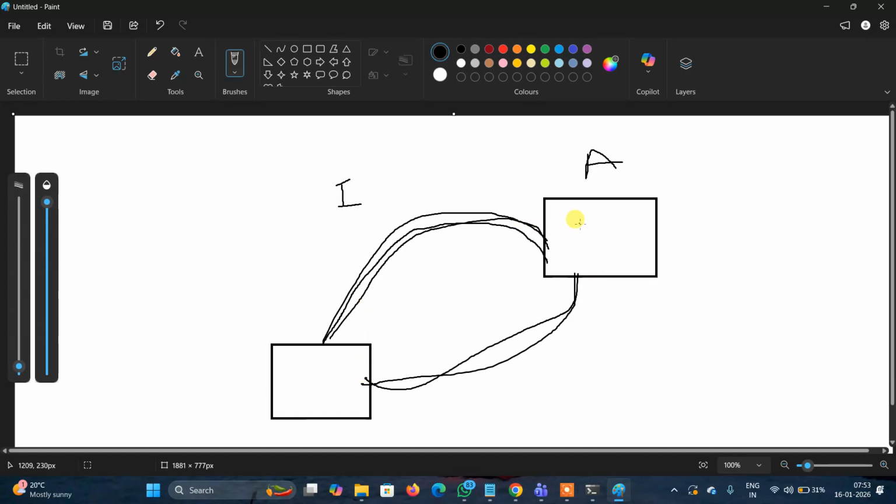Then inside this virtual machine, I want to connect to the internet. I want to browse something. How will you connect there? The virtual machine needs to connect to the internet. That is nothing but outbound.